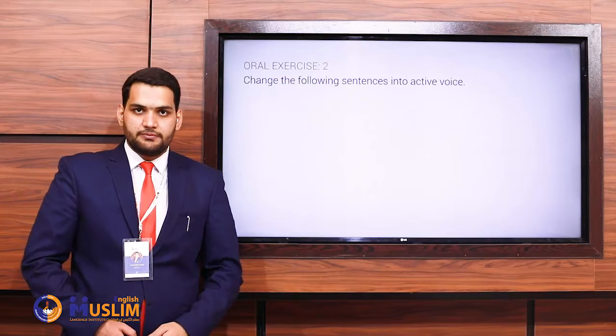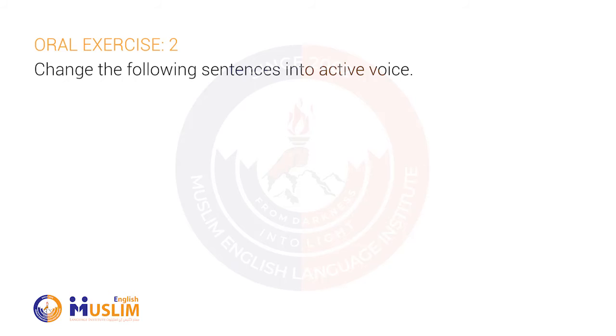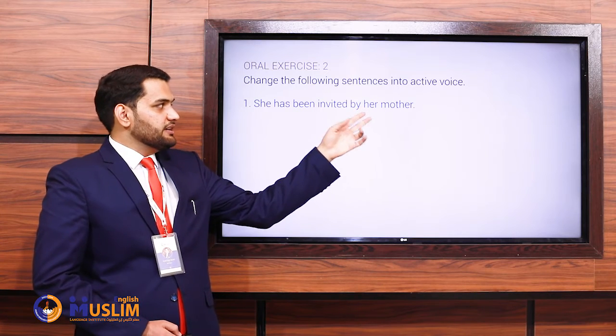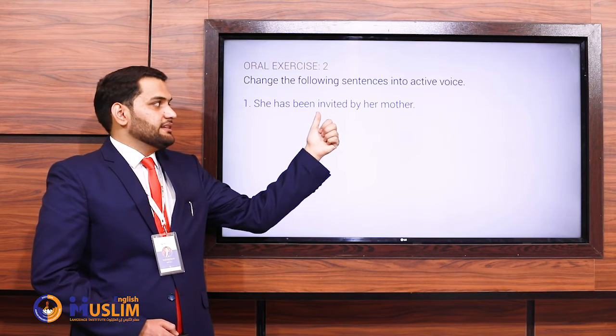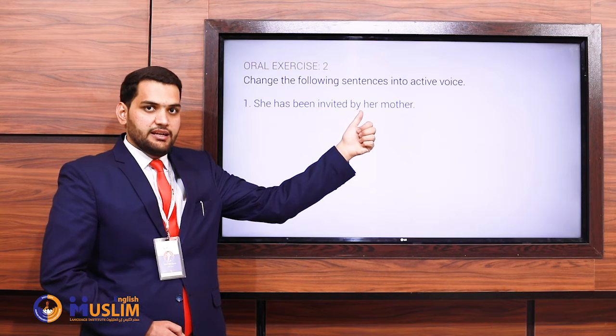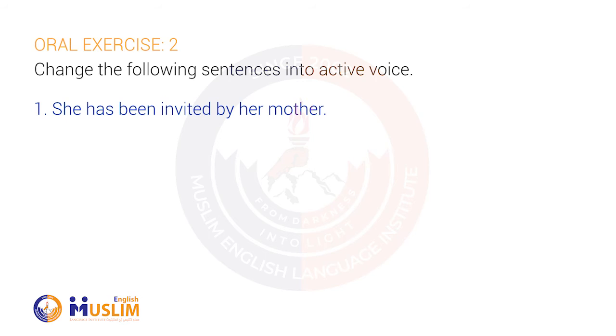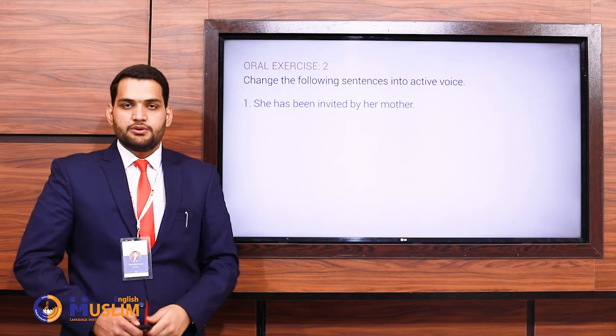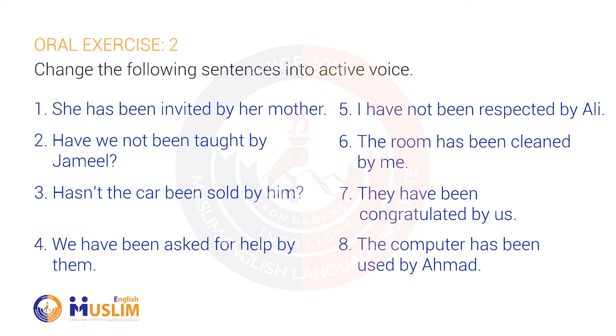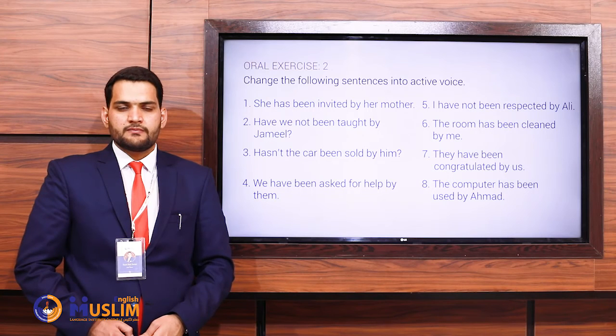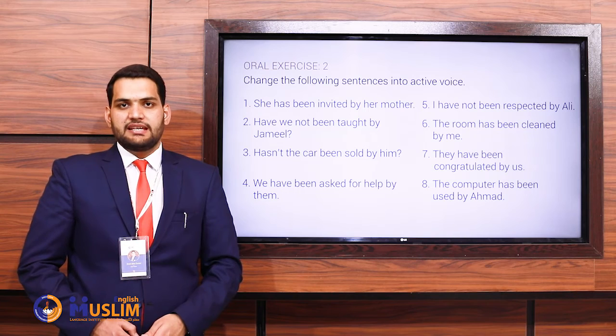Oral exercise number 2. In this exercise, you have to change the following sentences into active voice. If I do the first one, she has been invited by her mother. So here you have to say, her mother has, remove been, and then say invited, and also remove by. Say, her mother has invited her. Now you do the rest of them. Alright, let me talk about the answers.